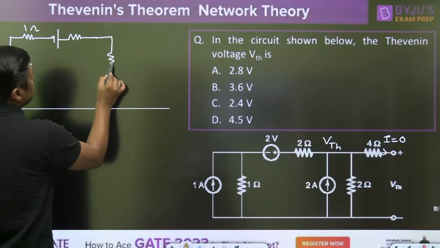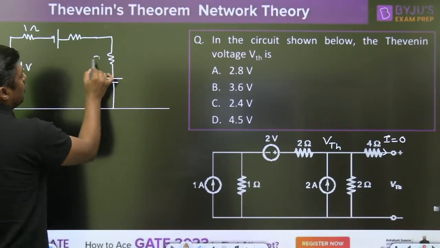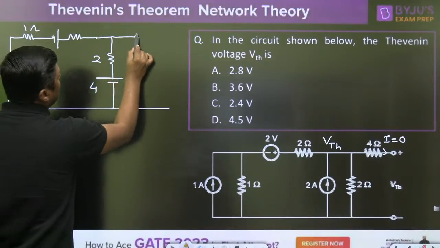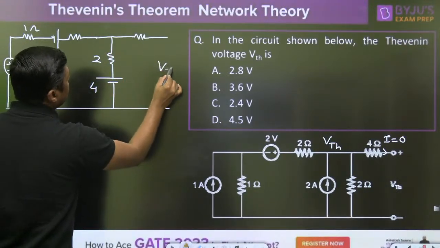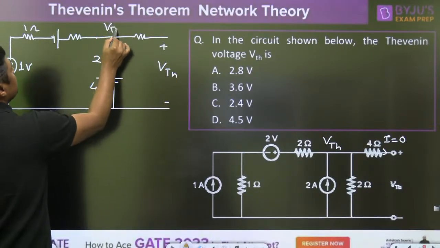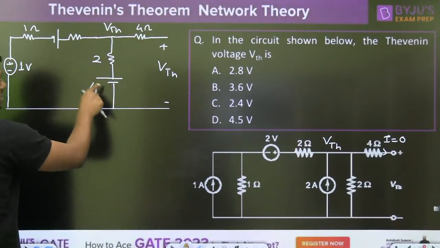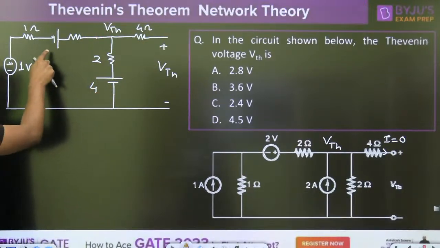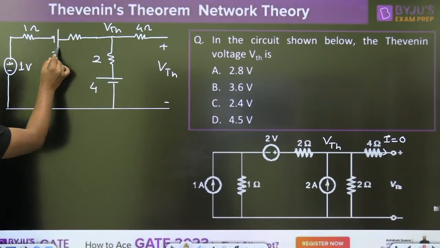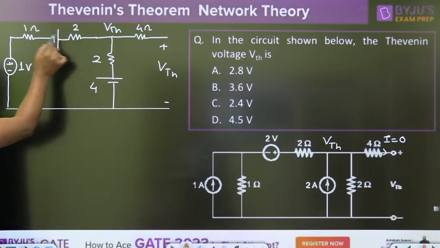And in series, this is the 4 volt and this is the 2 ohm. We want VTH here, the open circuit voltage here. This is nothing but VTH, because what is the current through this? 0. Now this is the 4, this is the 1, and this is the 2. 2 and 1 are in series, and 1 and 2 ohm are in series. That is the total 3 ohm.